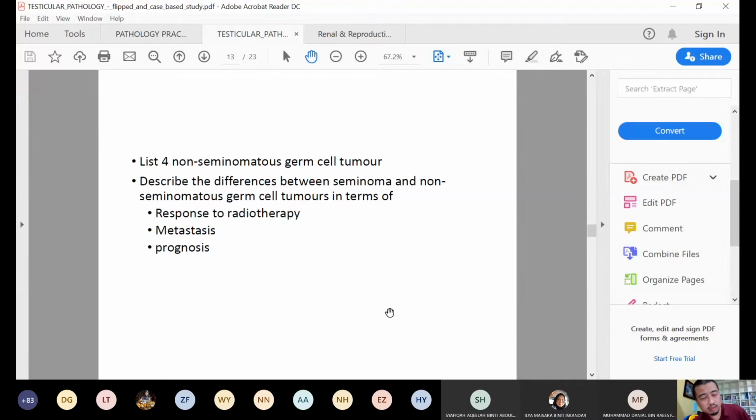Non-seminomatous germ cell tumor, we've talked about it just now. Yolk sac tumor, teratoma, choriocarcinoma, and embryonal carcinoma. So these are the things that are different between seminoma and non-seminomatous germ cell tumor. Response to radiotherapy, we talked just now. Seminoma has an excellent response to radiotherapy versus the non-seminomatous germ cell tumor, which has a poorer response. Metastasis, seminoma tends to be localized. Non-seminomatous germ cell tumor tends to metastasize early, and prognosis, seminoma has an excellent prognosis versus a poorer prognosis for non-seminomatous germ cell tumor.